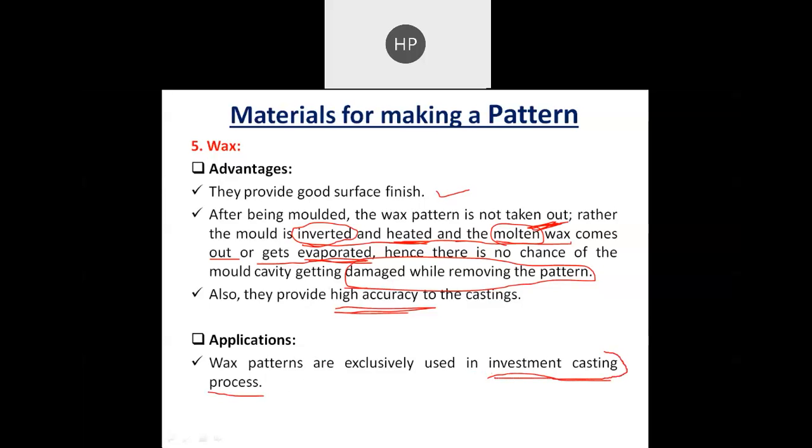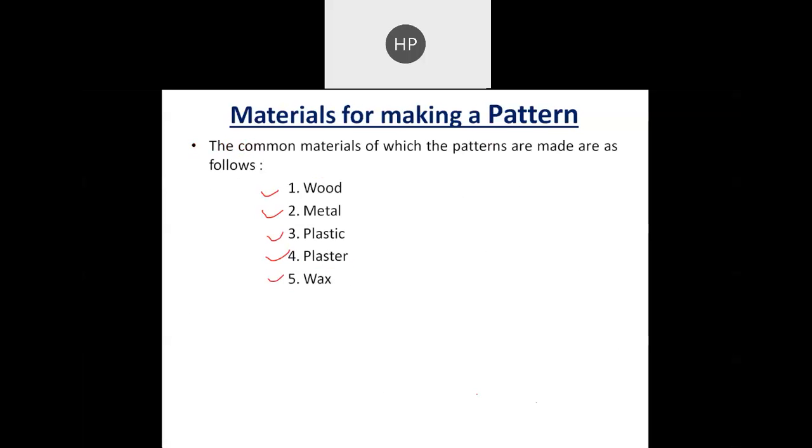Okay, but this is the special case where we can use only wax as a pattern. In investment casting we can use only wax. We cannot use plastic, or plaster, metal, or wood. We have to use wax in that investment casting process. Okay, so these are the five materials that will be used for making the pattern: wood, metal, plastic, plaster, and wax.